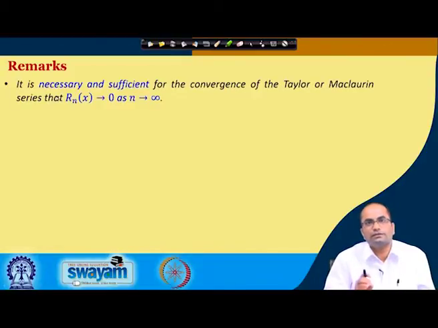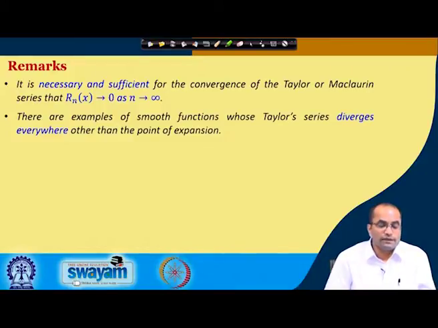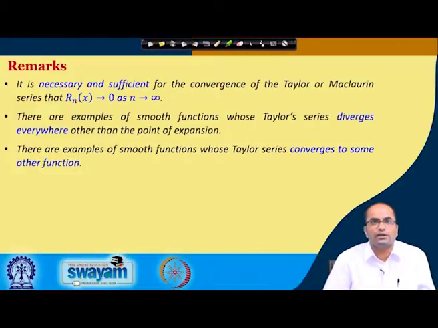So, what we have seen, this is the last remark again. It is necessary and sufficient for the convergence of the Taylor or the Maclaurin series that R n x goes to 0 as n goes to infinity. Because there are examples of smooth functions even. Smooth means we have derivatives of whatever order we like, but their Taylor series diverges everywhere other than the point of expansion, because at the point of expansion the series will have the same value as the function, as per the construction.